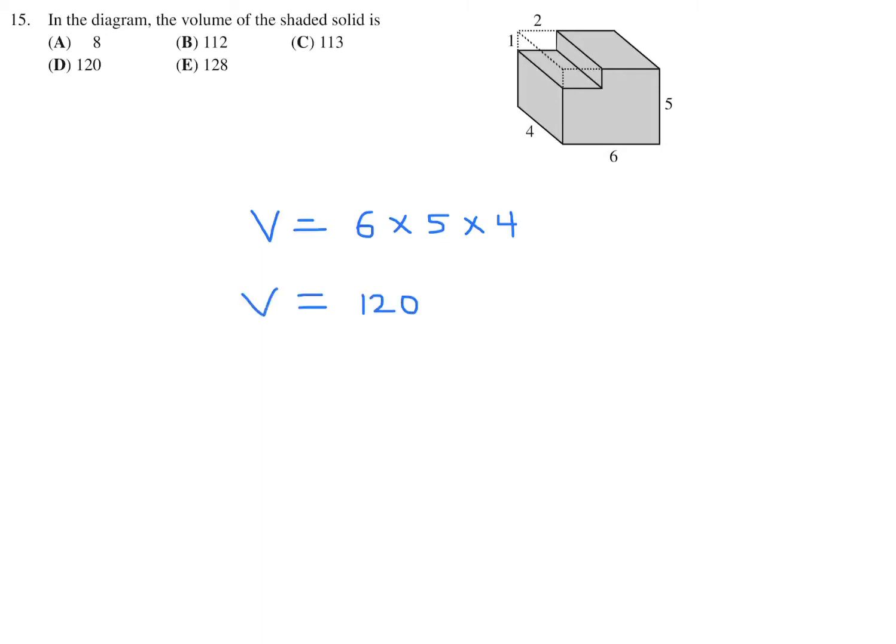Now they want the shaded one, so that means they've cut out this little chunk. So we have to subtract from this 120 that chunk, and that is going to be 1 times 2 times 4. That's going to be 8. So there you go. 120 minus 8, and therefore the volume of the shaded solid is 112. So 15, the answer is B.